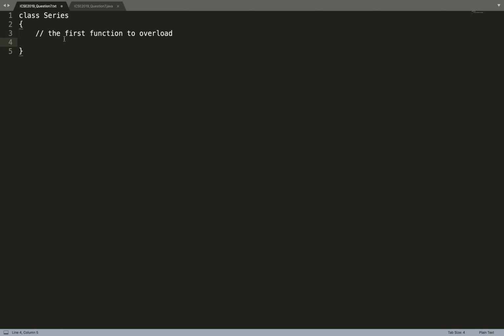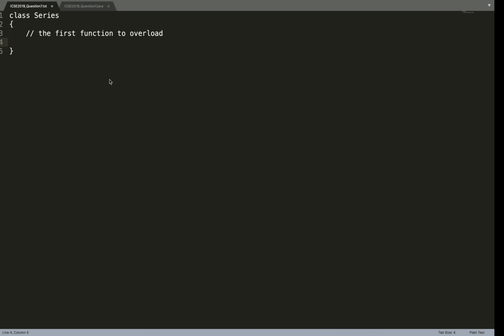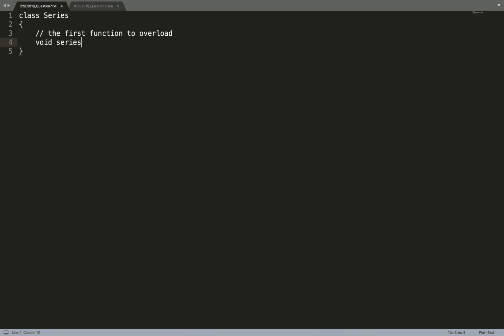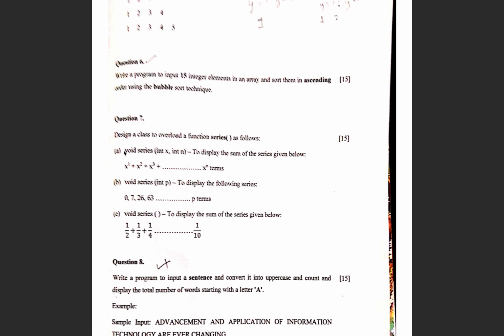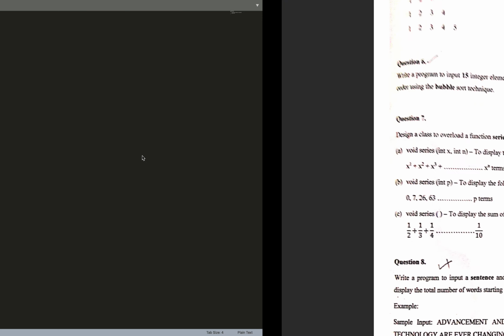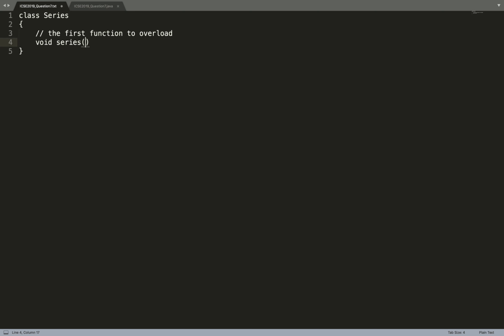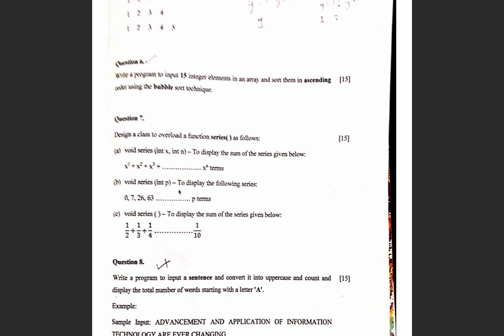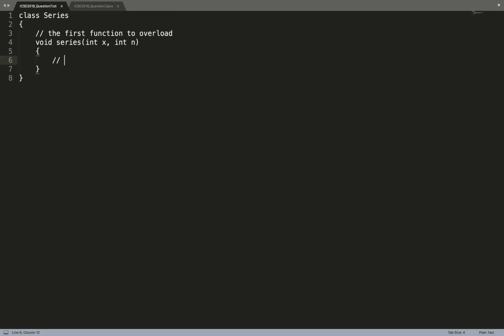Okay. So first is a void series. You can add an access specifier for this, maybe public. But I'm going to keep it simply like this because this is what the question mentions. Okay, int x and int n. And it is supposed to calculate x to the power 1 plus x to the power 2 plus x to the power 3 till x to the power n terms.